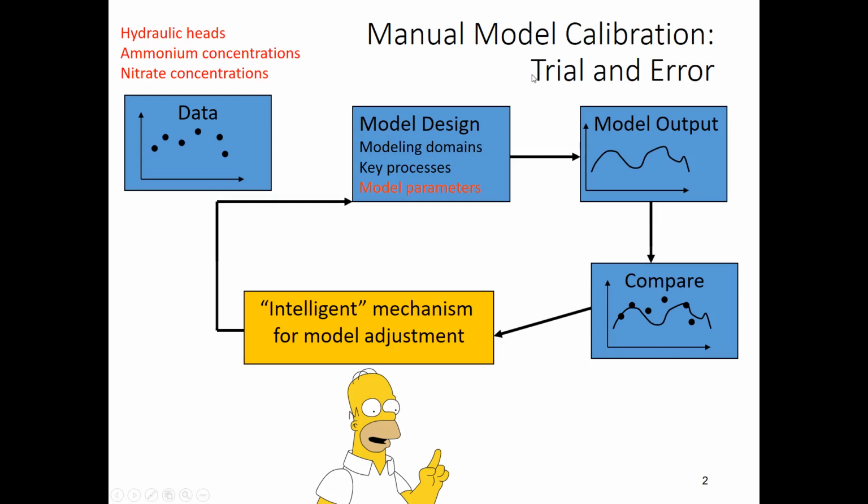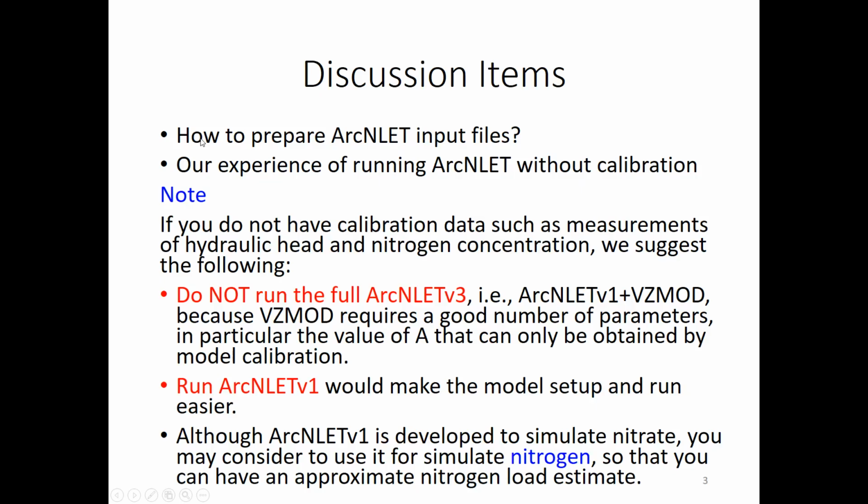We always do a manual calibration. That means we manually adjust the model parameters. There is also software that can do automatic calibration, but we do not do it very often. The bottom line is that if you want to do calibration, you have to have data, especially data of hydraulic head and nitrogen concentrations. If you do not have the data, you cannot do a calibration, so you have to run a forward simulation without calibration.